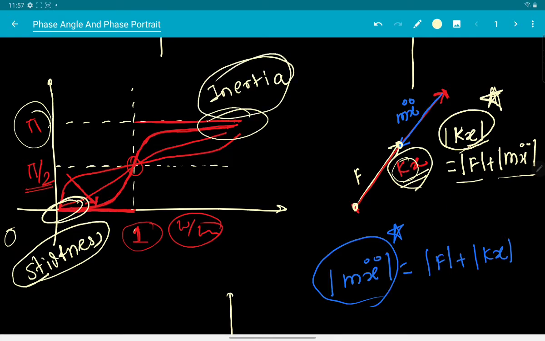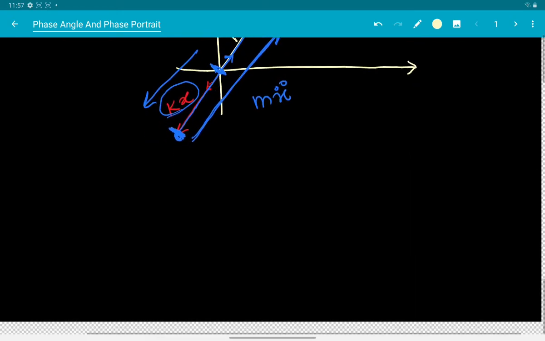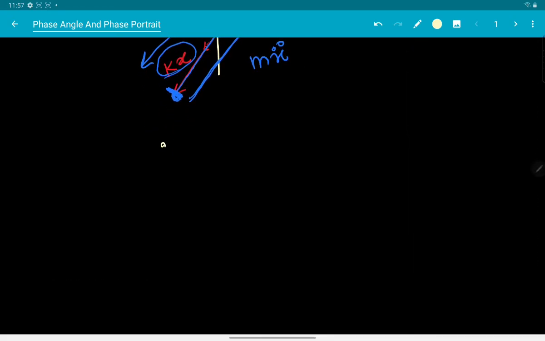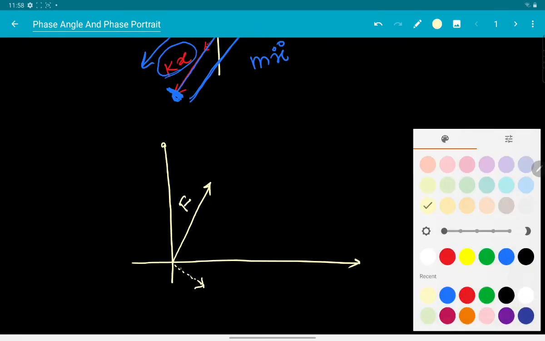Now comes this region, where we see a phase difference of pi by 2. A phase difference of pi by 2 represents the damping dominated region. So let me draw that. This is f. Now you are anticipating that x should have pi by 2 amount of phase difference with respect to f. So this will be f.